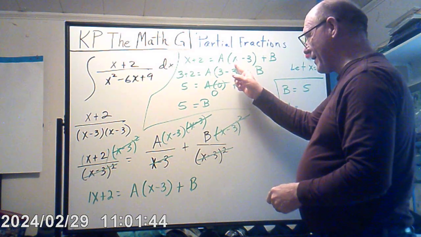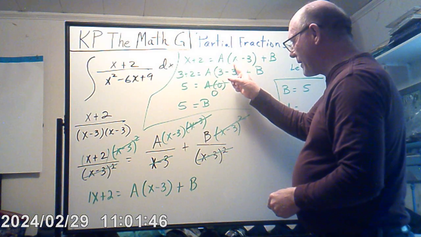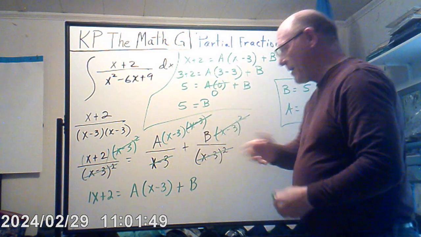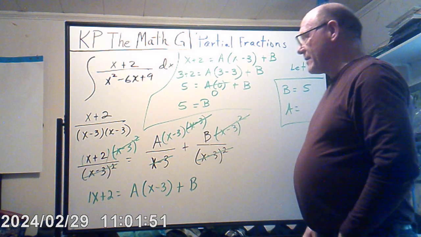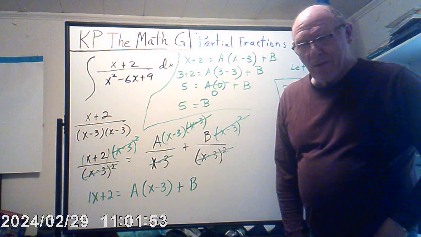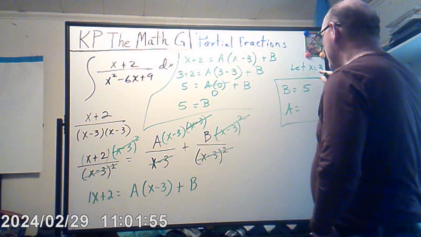Now the thing is, what number do we substitute to find out what a is? If I let x be 3 again, that's just going to lead me to b is equal to 5. So I need a different number than just x being 3.